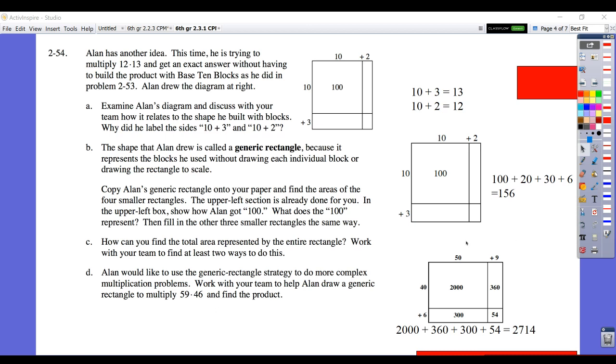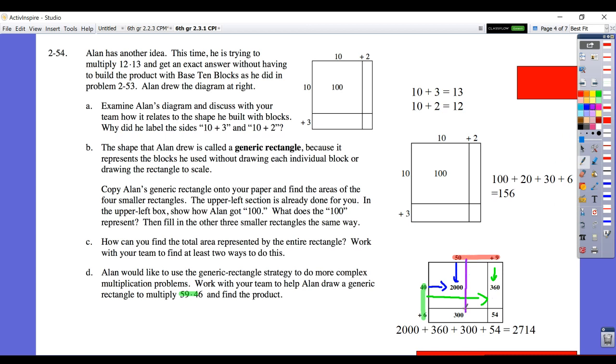So let me just show you what this one looks like. This is for 59 times 46. So again, we break the 59 into 50 plus 9. We break the 46 into 40 plus 6, okay, because that's what we're trying to multiply here. Then the 50 times the 40, these two right here make the 2,000. Okay, again, I'm going to try to do different colors here. The 40 times the 9 gives us the 360 right here.